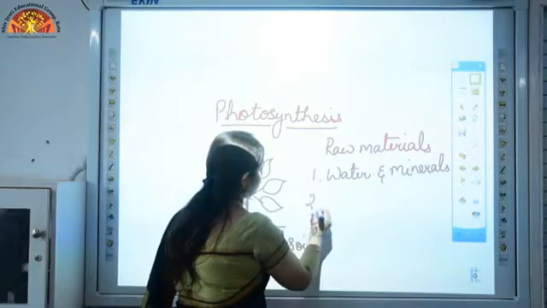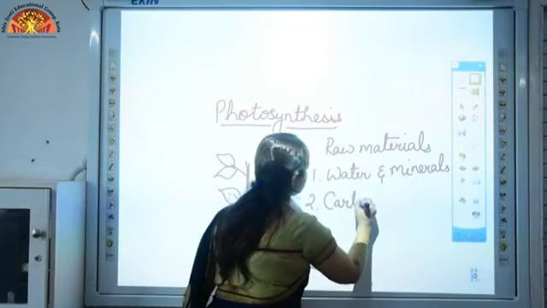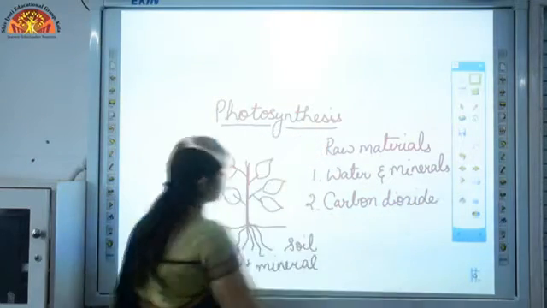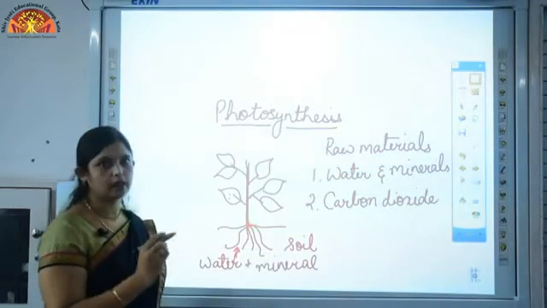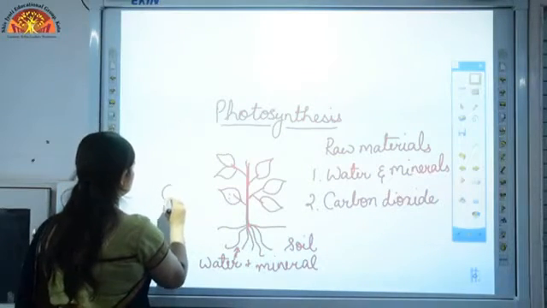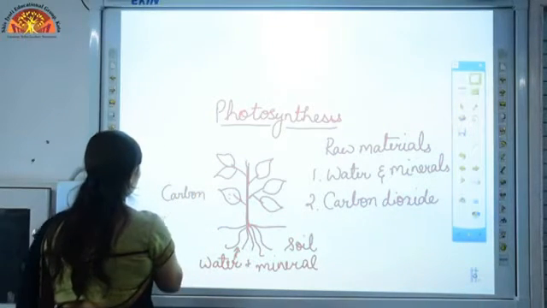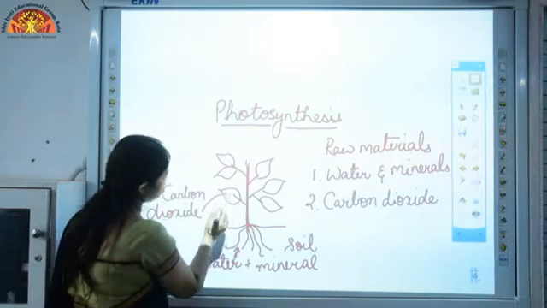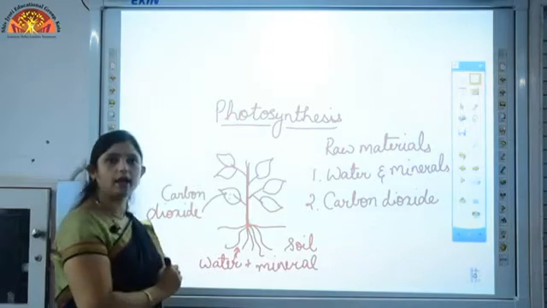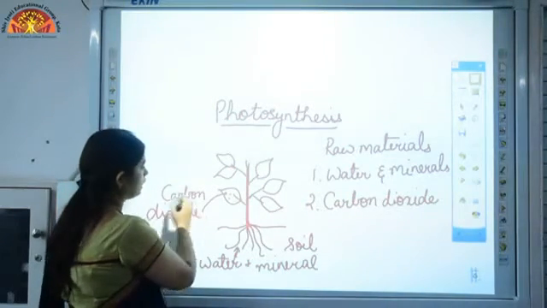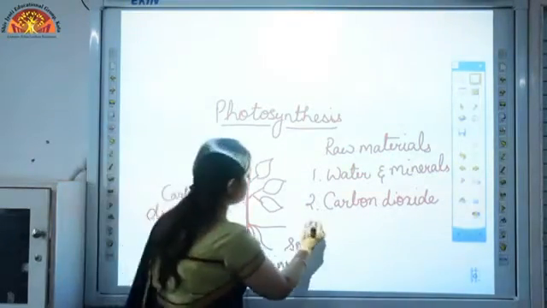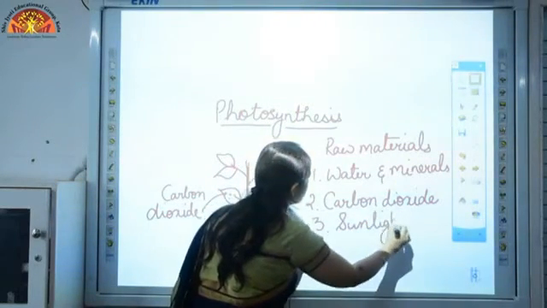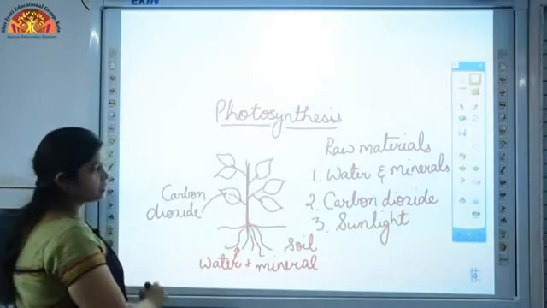Then the second raw material here is carbon dioxide. This carbon dioxide is present in the air surrounding the plant. Plants take this carbon dioxide through the pores present in the leaves, which we call stomata. In this way they get the second raw material. And the third thing required by plants for the process of photosynthesis is sunlight. So how do plants get sunlight?